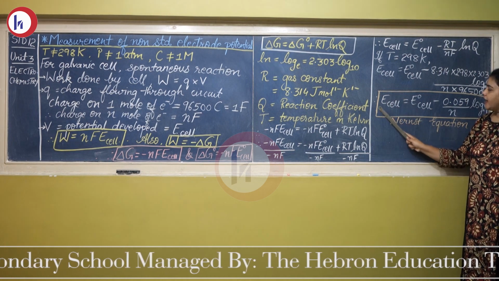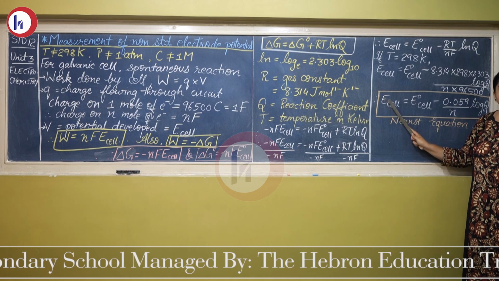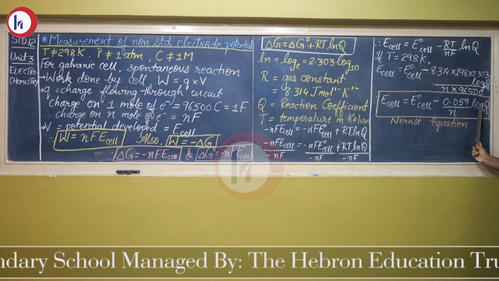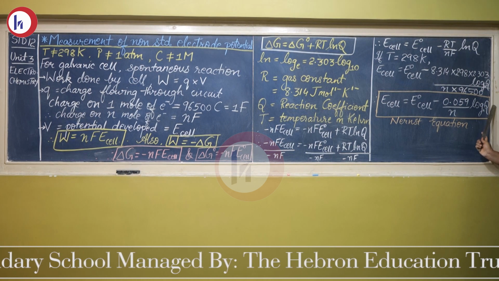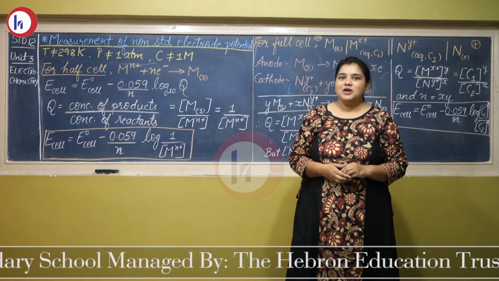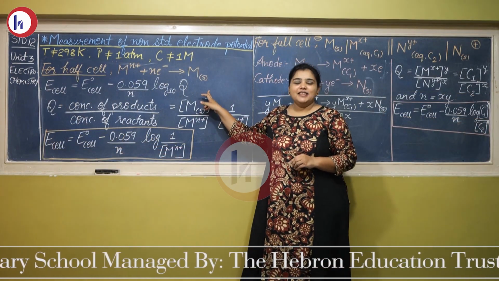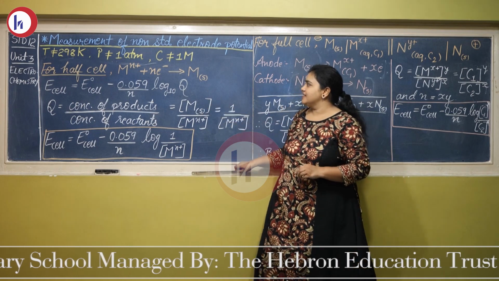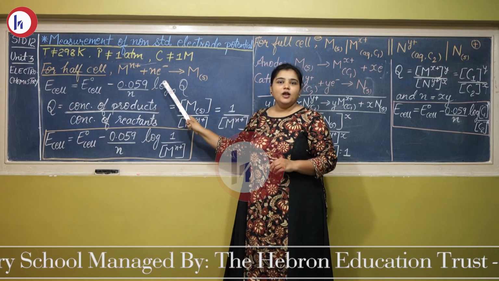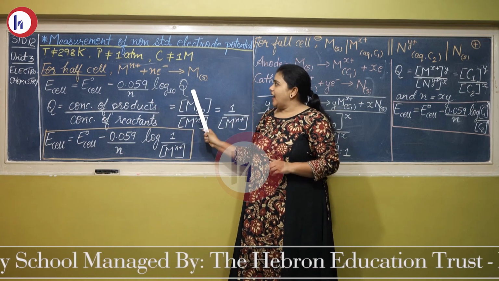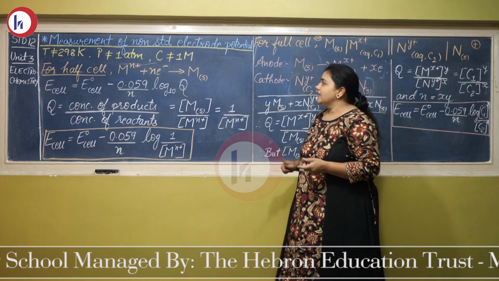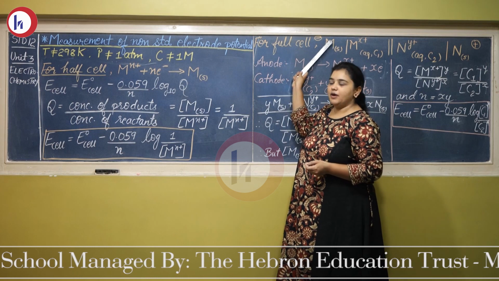So, the non-standard electrode potential of a cell can be known if we know the standard cell potential and the reaction quotient. Now, let us see how to calculate the reaction quotient of a given cell. Okay, so we have studied the derivation of the Nernst equation as E cell equals E naught cell minus 0.059 upon n log to the base 10 of reaction quotient. Now, let us study how to calculate the Nernst equation for a half cell and for a complete cell.